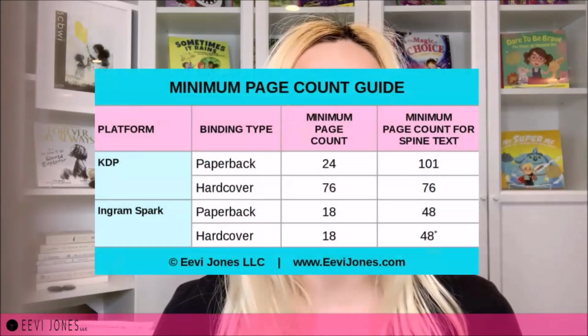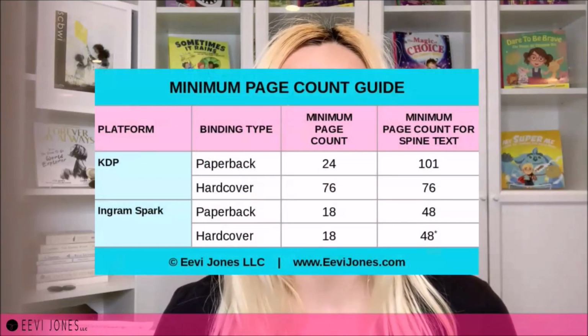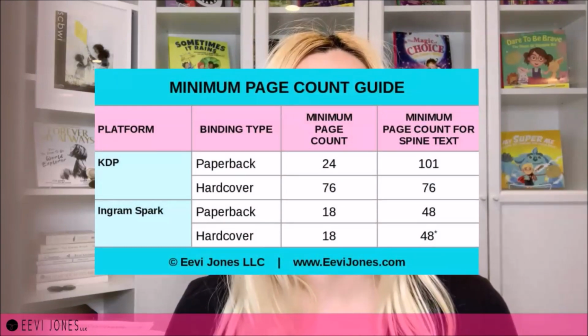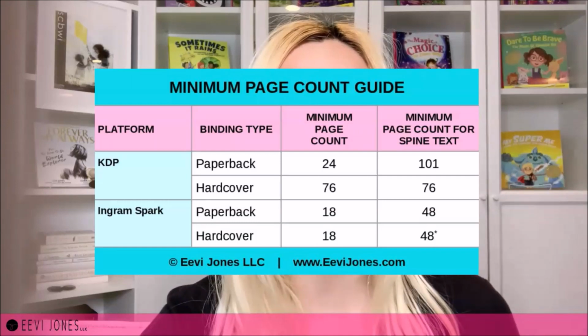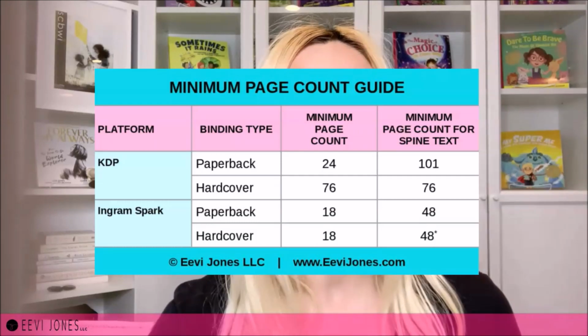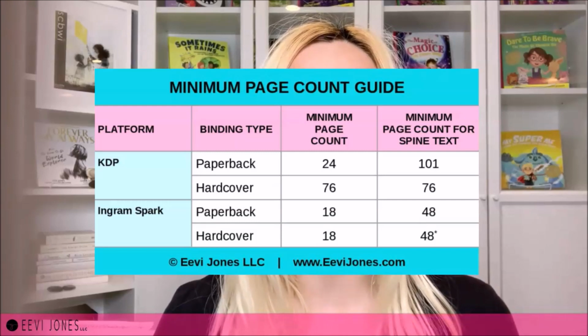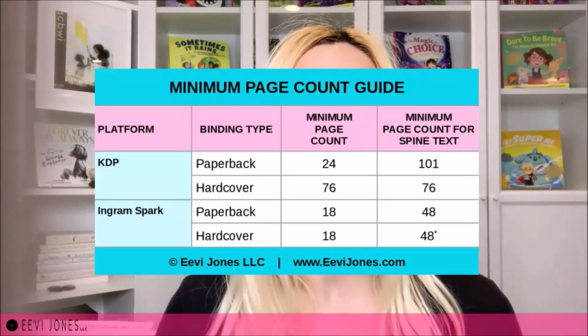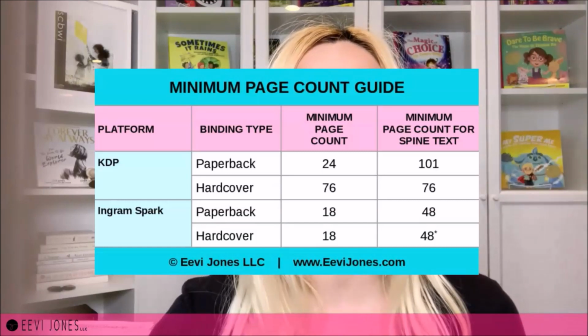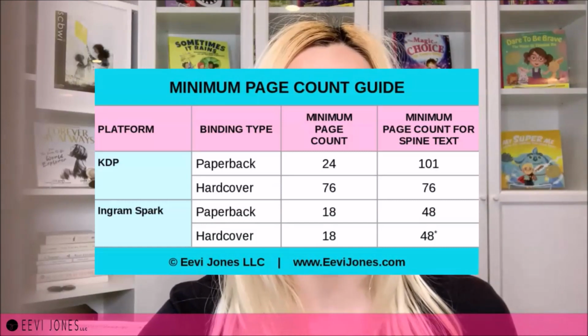So over on KDP, we need a minimum of 101 pages if we want to print text onto our paperback spine, and a minimum of 76 pages if we want to print text onto our hardcover spine. And over on Ingram Spark, we need a minimum of 48 pages if we want to print text onto our paperback spine, and a minimum of 48 pages if we want to add text onto our hardcover spine.